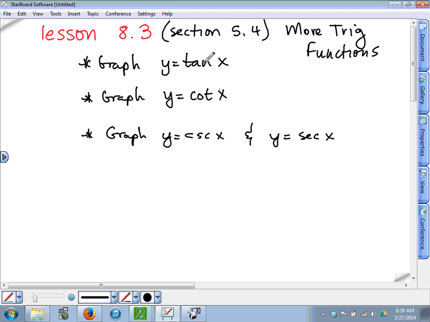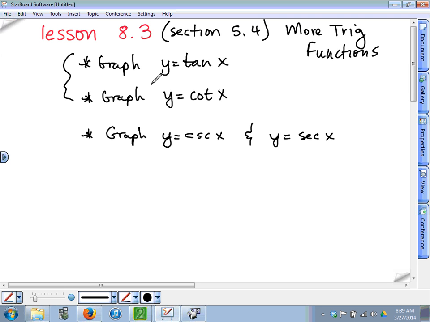So with the tangent and the cotangent, there will be amplitude changes. Well, actually, tangent and cotangent don't really have amplitudes, but there's going to be period changes. With these two, there aren't going to be horizontal or vertical shifts going on. Okay? With cosecant and secant, there are going to be.